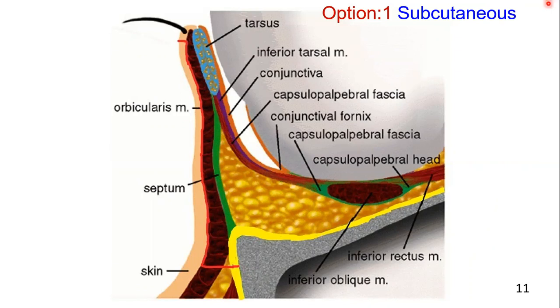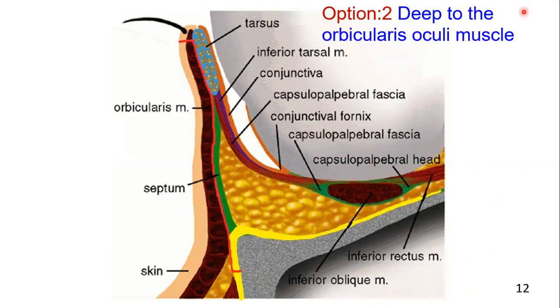Now, the second option is to incise through the skin and muscle at the same level, and dissect down just inferior to the orbital septum and to reach the orbital rim.